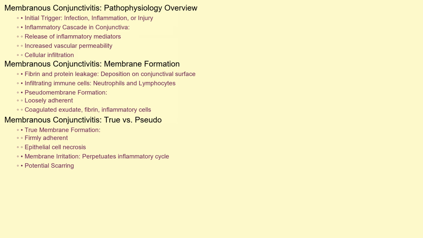This complex interplay of events results in the formation of a pseudomembrane or true membrane. A pseudomembrane is loosely adherent and composed of coagulated exudate, fibrin, and inflammatory cells. A true membrane, on the other hand, is more firmly adherent and involves actual epithelial cell necrosis. The membrane itself further irritates the conjunctiva, perpetuating the inflammatory cycle and potentially leading to scarring.